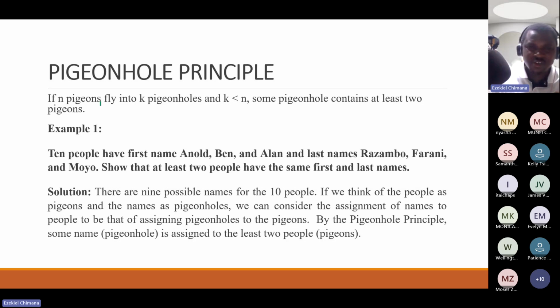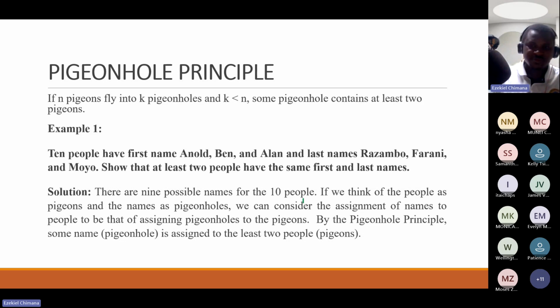From there, if you try to link Arnold and Razambo, it means that you're going to have two people with the same name, because remember, we've already linked Arnold and Razambo. If you try to say, let me try to link Ben with Razambo, you're again going to have what? Two people with the same name. So that's what you are supposed to tell us. There are only 9 possible different names for 10 people.